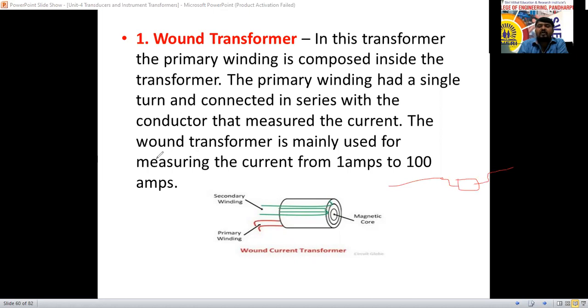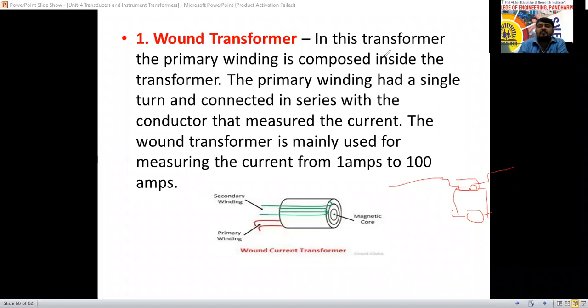Next, the secondary winding we are connecting here. We take those two terminals and connect them to the meter, the measuring circuit. That is the wound type we are going to consider.